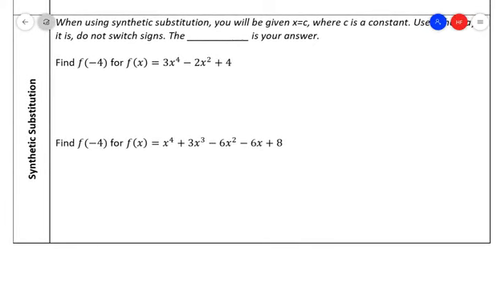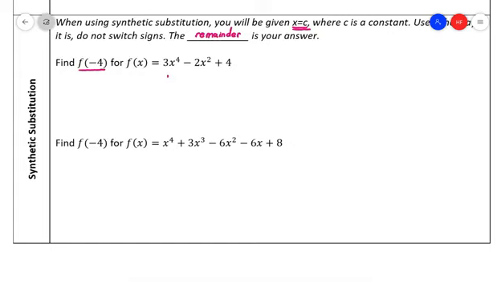Then we have synthetic substitution, where we're given what we are plugging in to our polynomial. And so we might be given it where it says x equals c, or we might be given it where it says find f of whatever number. So then when we have our answers, it's whatever the remainder is. So it's the same process, but the remainder is our answer.